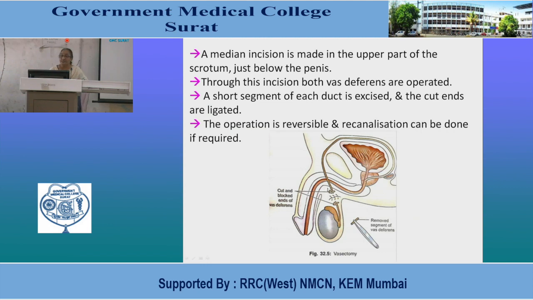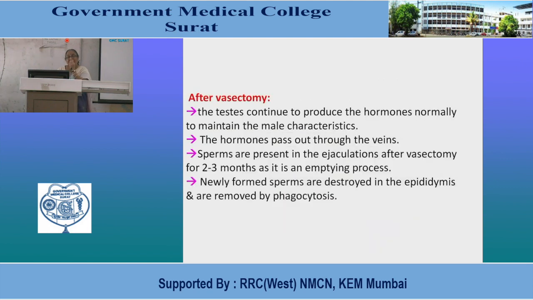The operation is reversible even after vasectomy. Recanalization can be done if required. After vasectomy, what happens? The testes continue to produce hormones normally to maintain the male characteristics. The hormones pass out through the veins. Sperms are present in the ejaculate after vasectomy for 2 to 3 months.